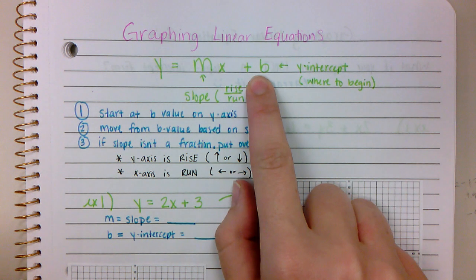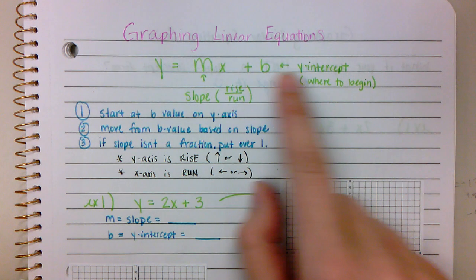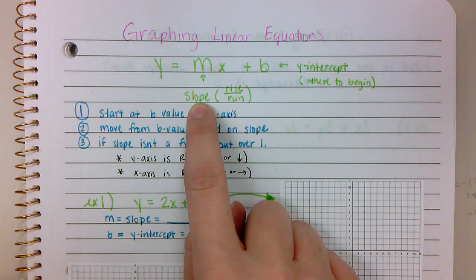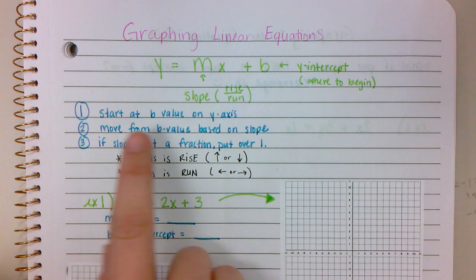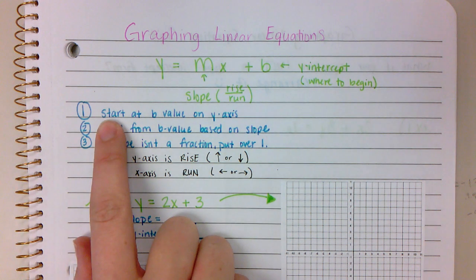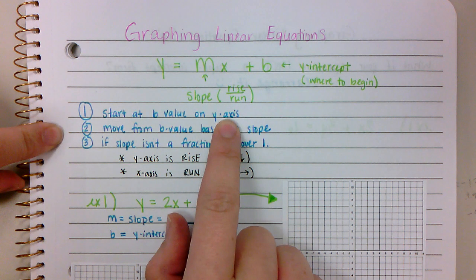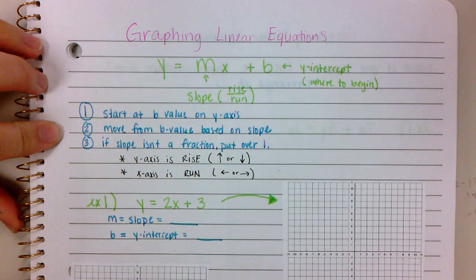So the b, which is your y-intercept, tells you where to begin. I always like to think b for begin. And the m is your slope. And remember, our slope is always rise over run. It tells us how we move. So the order that you're going to follow when you're graphing from an equation would be to start at the b value on the y-axis. Remember, your y-axis runs vertically up and down.